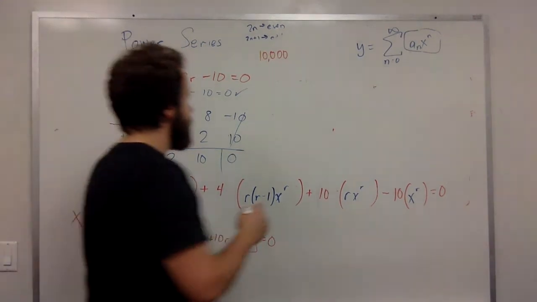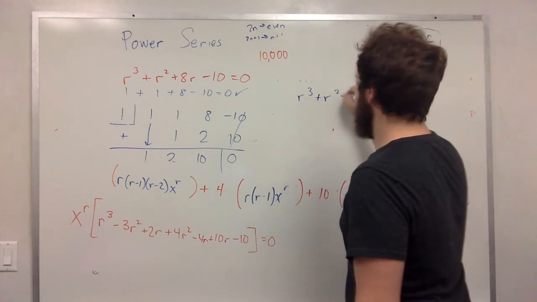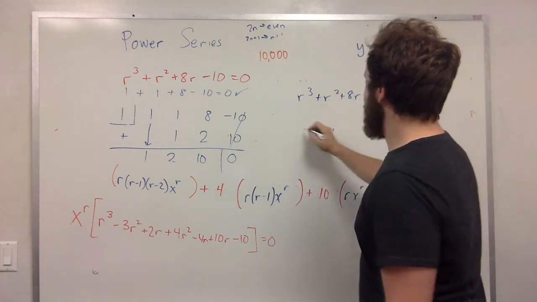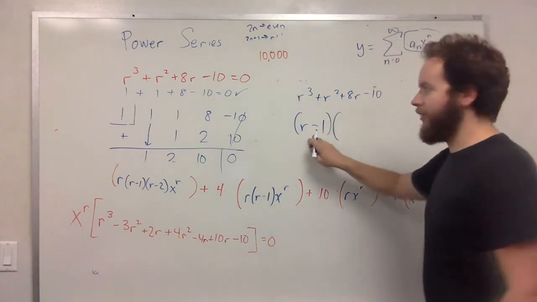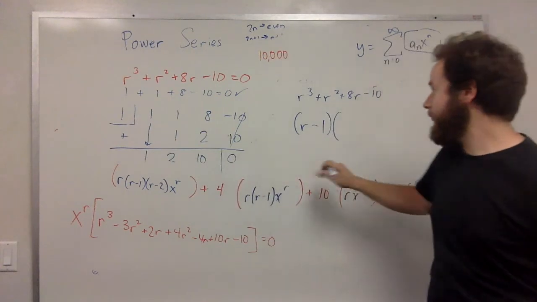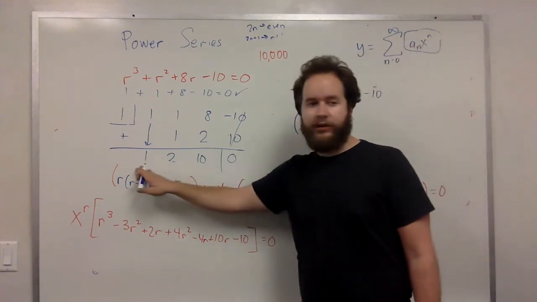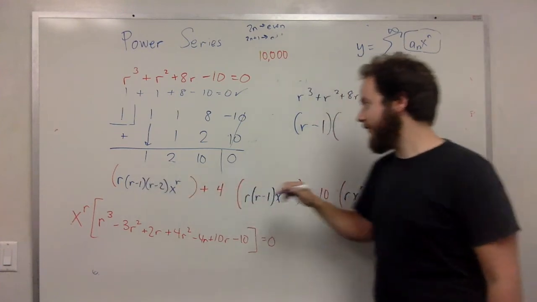So here's how this factors: this r cubed plus r squared plus 8r minus 10 factors into r minus 1. Why r minus 1? What was the corresponding root? The root was 1, right? So there should be a factor of r minus 1. And then what's the remaining polynomial? It's called a depressed polynomial. r squared plus 2r plus 10.